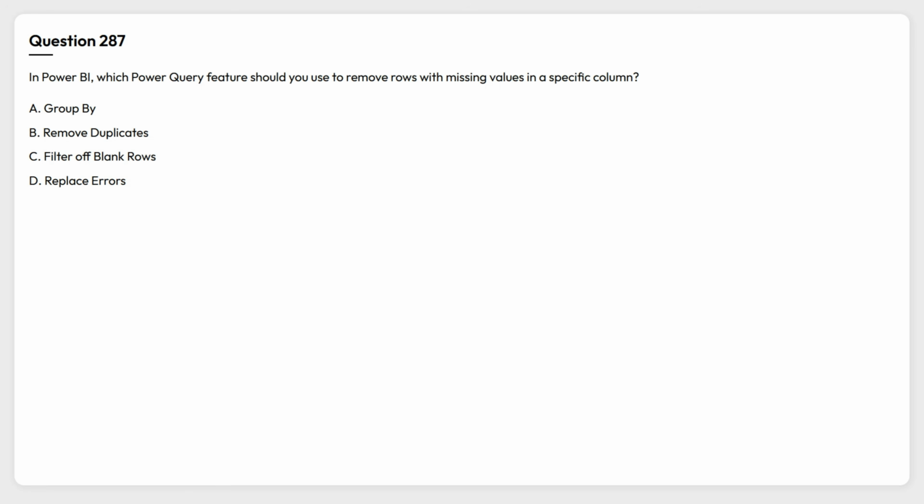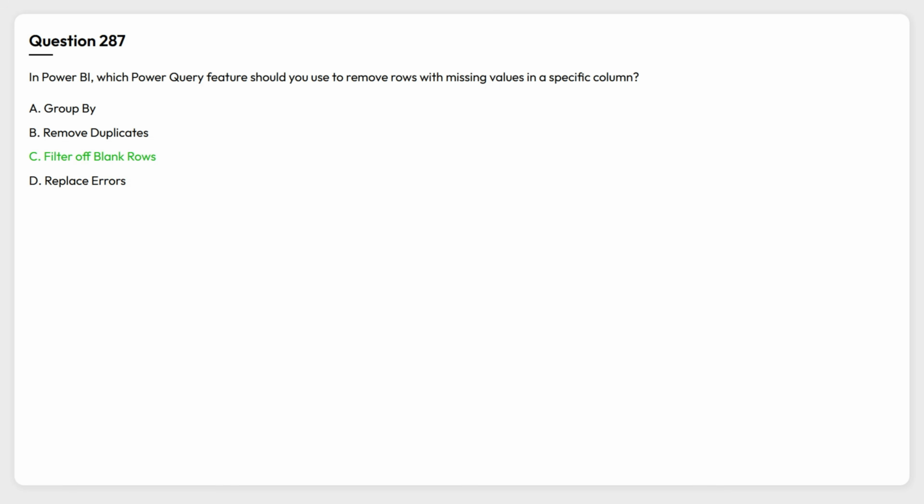Question number 287. In Power BI, which Power Query feature should you use to remove rows with missing values in a specific column? Option A. Group by. Option B. Remove duplicates. Option C. Filter off blank rows. Option D. Replace errors.